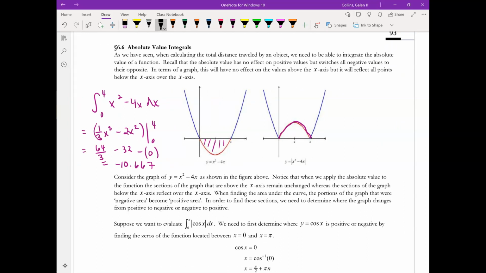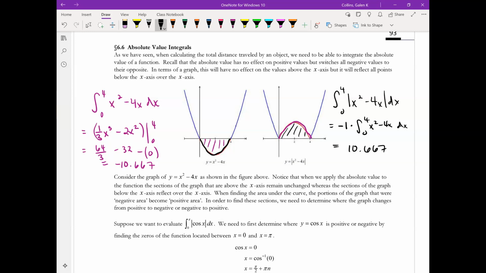So all that to say that when we're integrating the absolute value of x squared minus 4x, we're going to change the sign. Because we know that this graph is always below the x-axis from 0 to 4, the value of this integral is just going to be negative 1 times the definite integral from 0 to 4 of x squared minus 4x. So we get a positive 10.667.